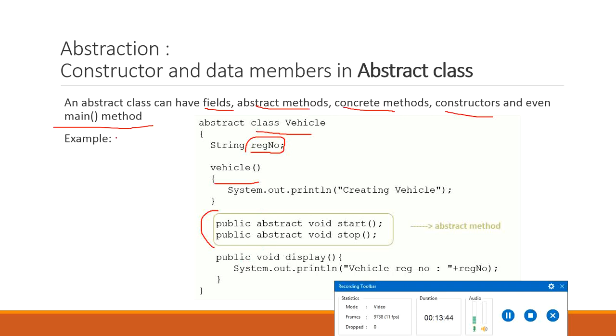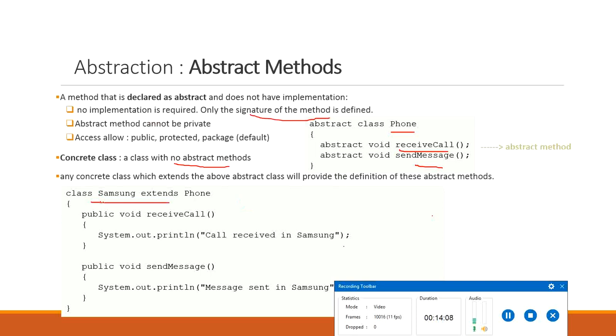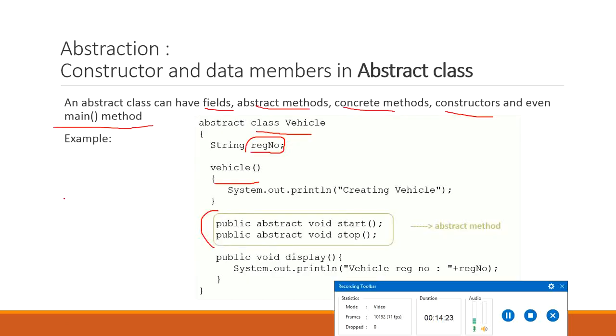Now, the most important point is, if any class has an abstract method, then the class must be declared as abstract. A non-abstract class cannot have an abstract method. What do I mean over here? For example, I have a class over here, Samsung. It is not an abstract class. But if I include any abstract method over here, the class has to be declared as an abstract class. So if any class has an abstract method, the class must be declared as an abstract class.